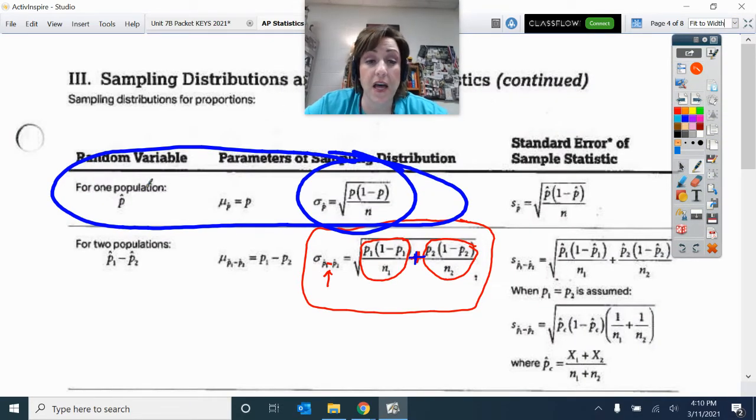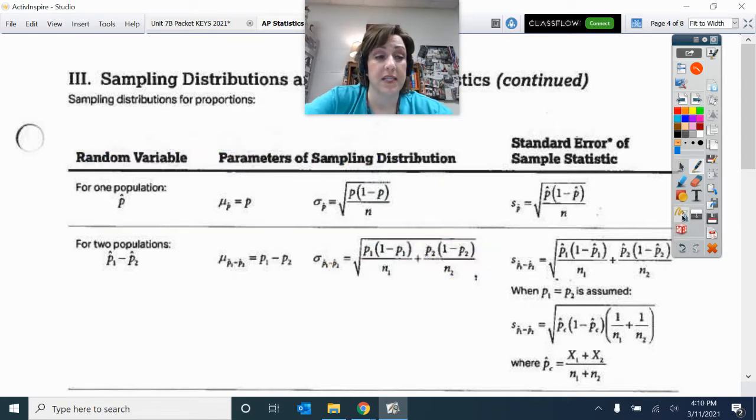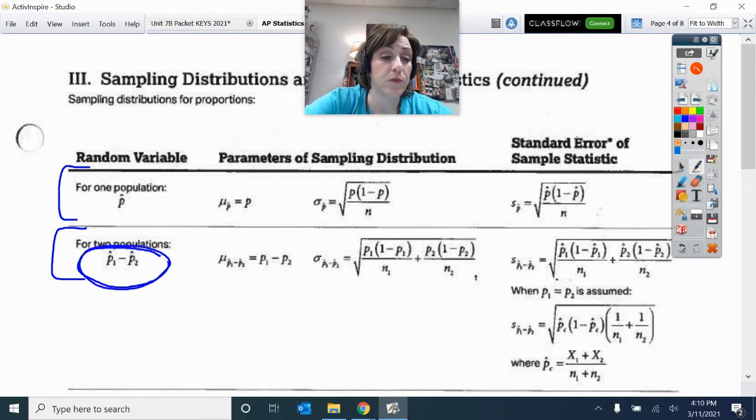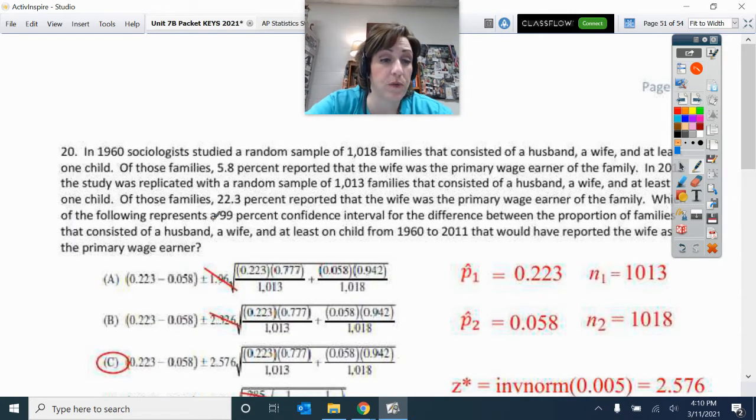So the top half of the back page has got our proportions. Of course, this top one is for one proportion. This second one is for the difference of two proportions. So this is the sample results we get for the difference between two proportions. And if we're making an interval, so see what this problem is doing, it's making an interval. So we would have our difference between the two proportions.